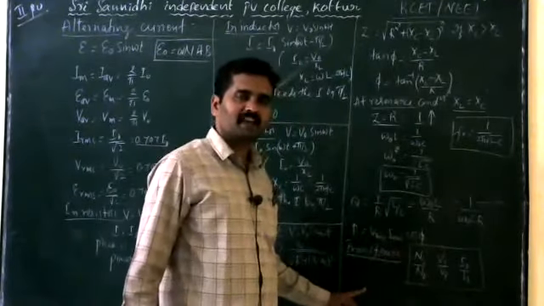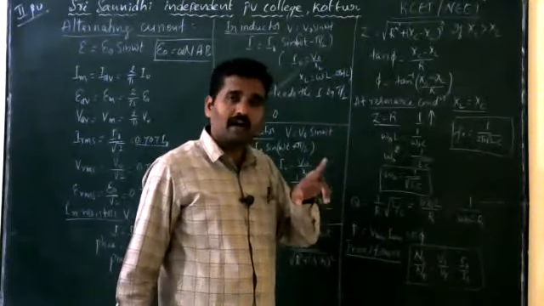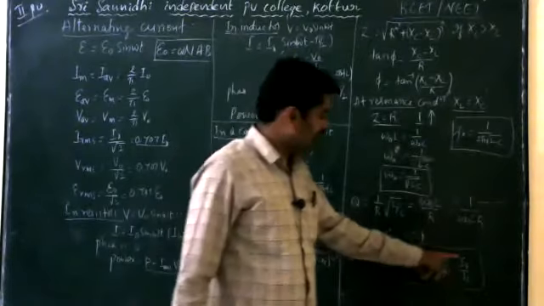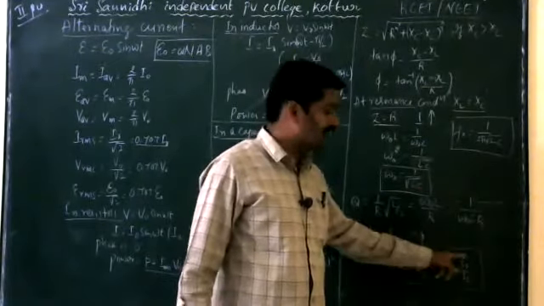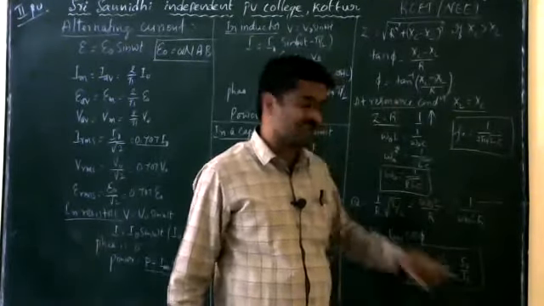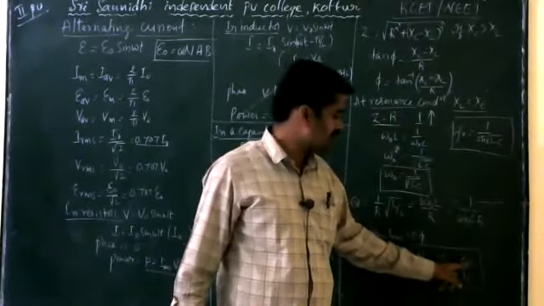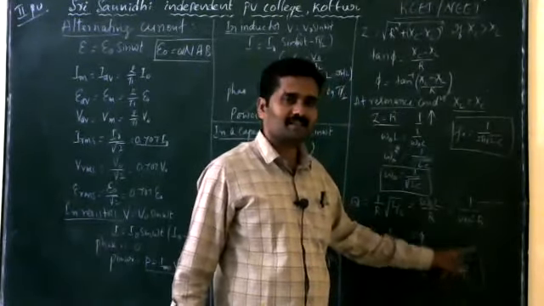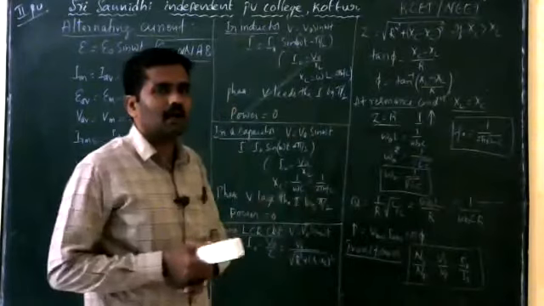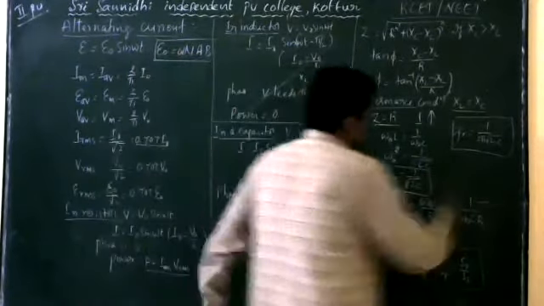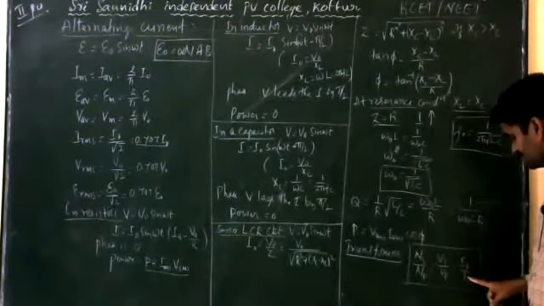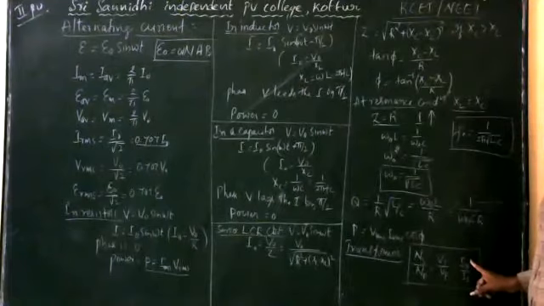In a step-up transformer, the number of turns in the secondary coil Ns is greater than Np, and Vs is greater than Vp. But the current Is is less than Ip, so Ip is greater than Is. That is the step-up transformer mode.